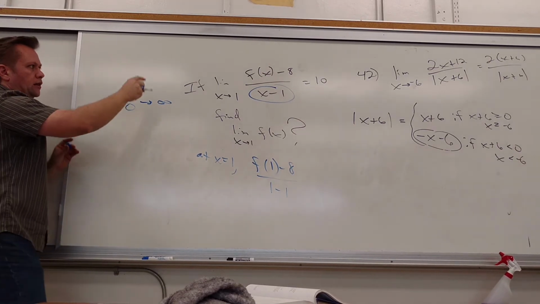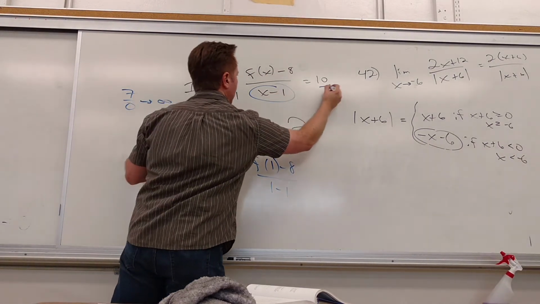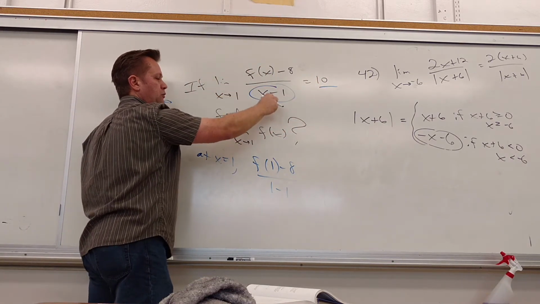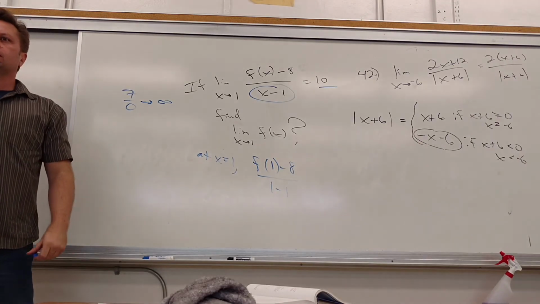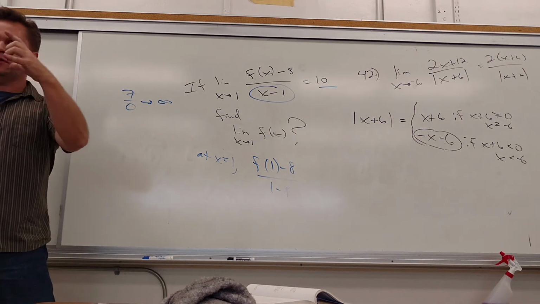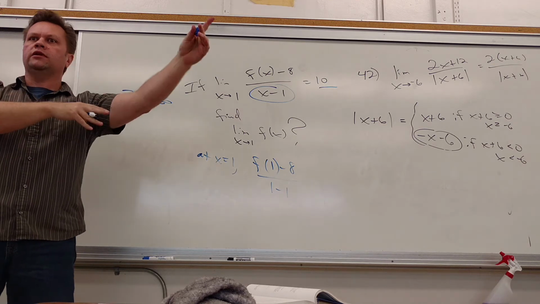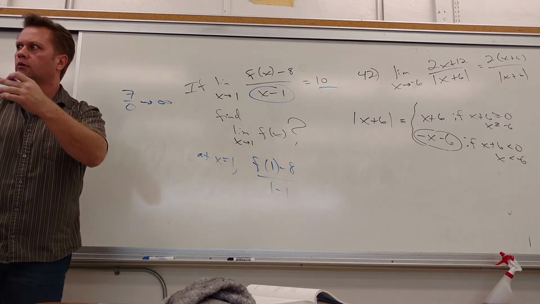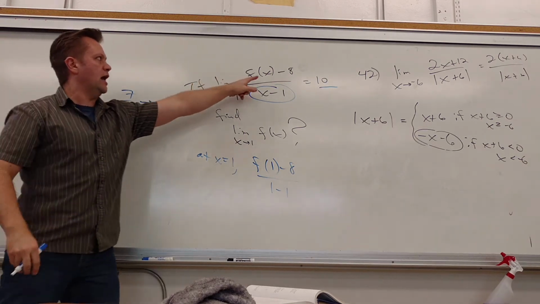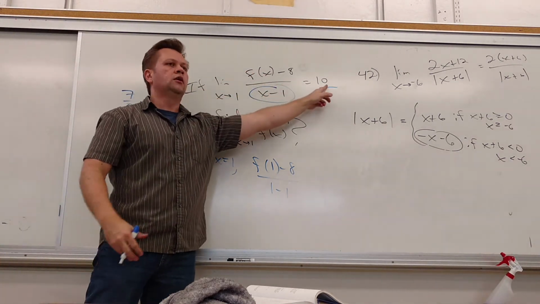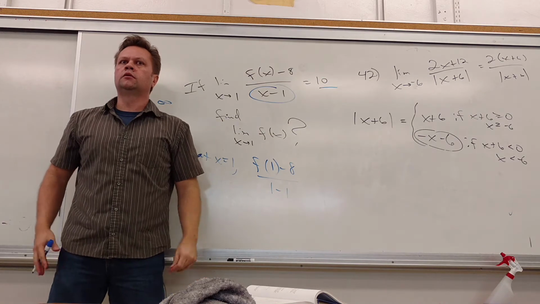So the only way the limit could be something finite is if the top also has the same problem as the bottom does. Doesn't that kind of jive with what we've been doing? If I can remove the problem, then the limit will exist. I can actually plug the number in and get a number. If that does not have a problem at 1, then the limit should be infinity. But is the limit infinity? No, it's 10.